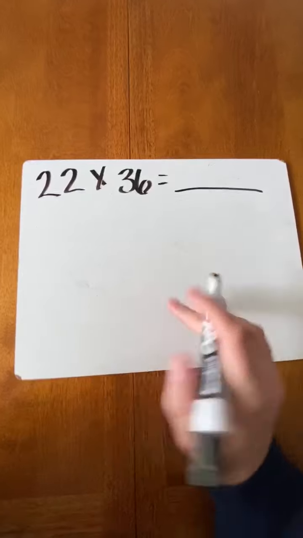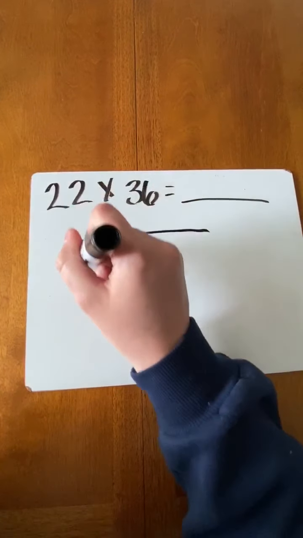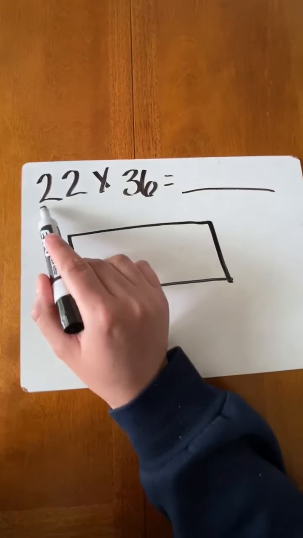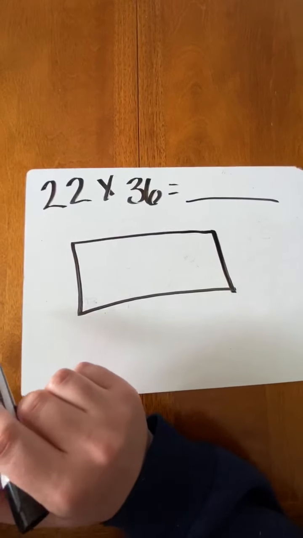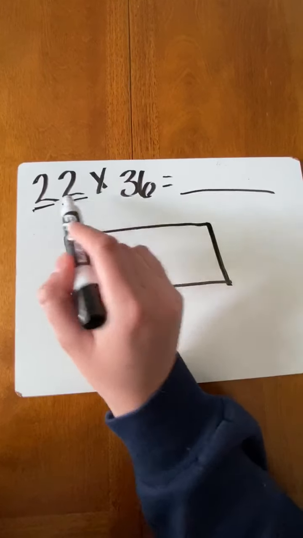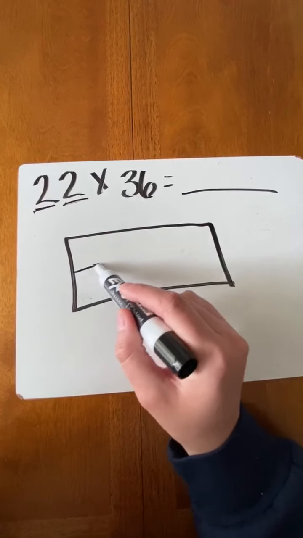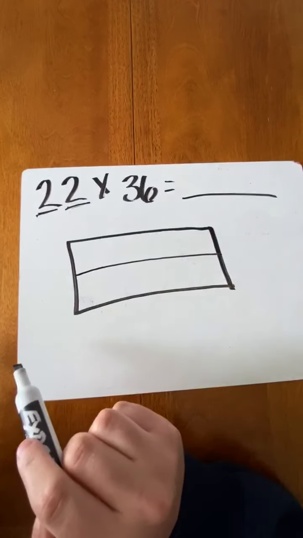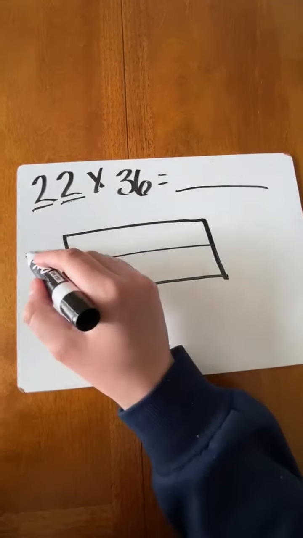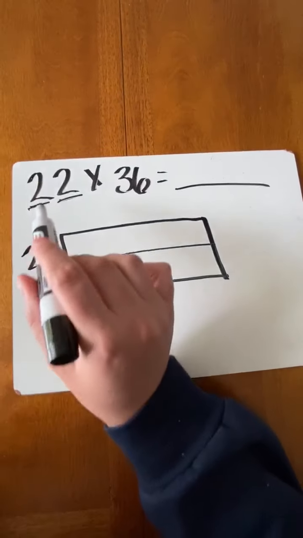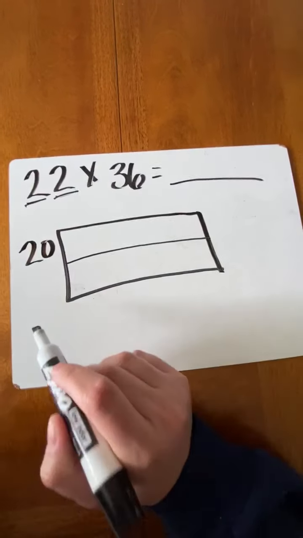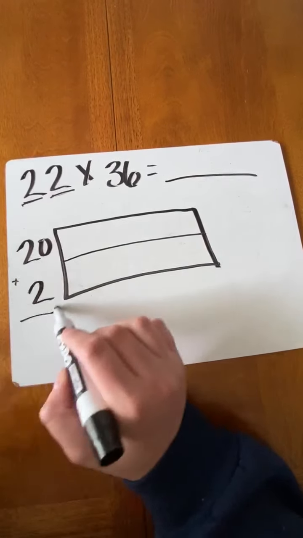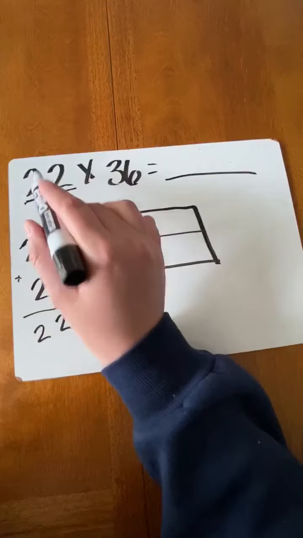So to start, I'm going to use my partitioning rectangle strategy. So I'm going to start with the rectangle. Now let's look. I have two-digit numbers, right? So my first number is 22, 2 digits. So I'm going to break my rectangle up into two going this way. If I have a 2 in my tens place, I have 2 tens or 20. If I have a 2 in my ones place, I have 2. So I'm going to break those up. If I added these two together, I would get 22.